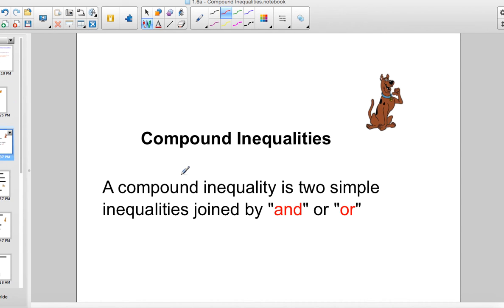Compound inequalities, again, are more of a prerequisite into the lesson that we're going for, but it's an inequality that's either an and or an or inequality. An and inequality, if you do them on a number line, means you've got those two numbers and you're shading in between. An or inequality, however, means you're shading to both sides. So that's the difference between an and an or.